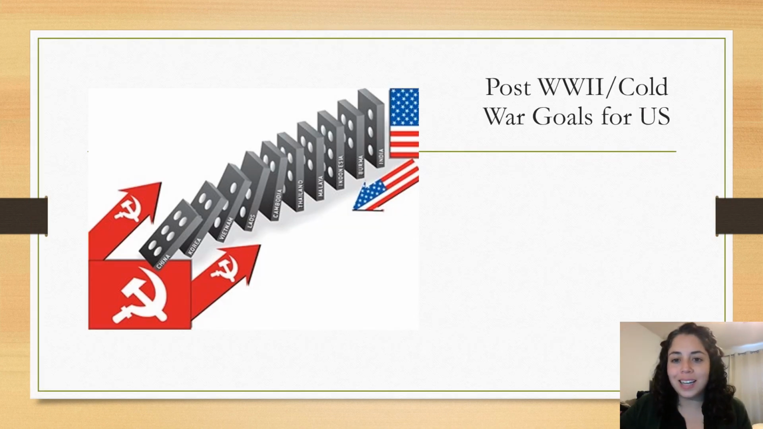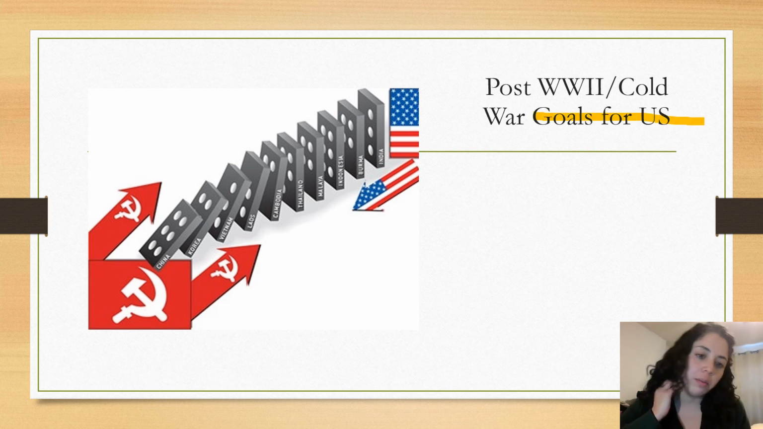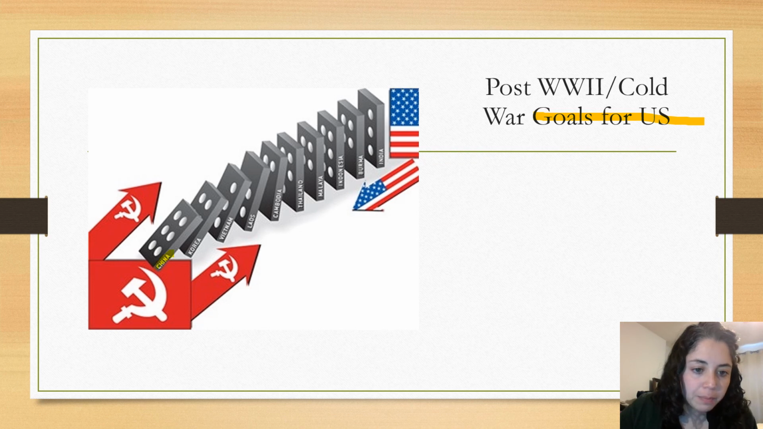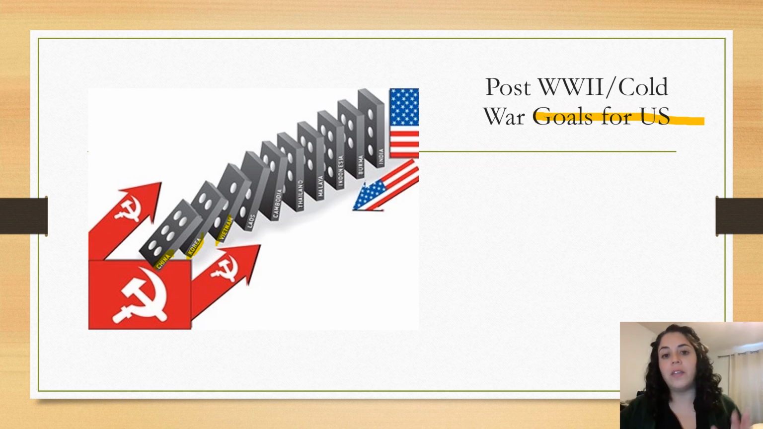What are the goals that the United States has during this time? And let's look at this other image. So I see dominoes right here, and I see the Soviet Union or communism pushing into the dominoes, and then I see the United States pushing back. This is what we call the domino effect. We're going to start with the Soviet Union itself, then I read China, then Korea, then Vietnam, Laos, Cambodia, Thailand, and all these other countries. And I see the United States trying to stop that spread.